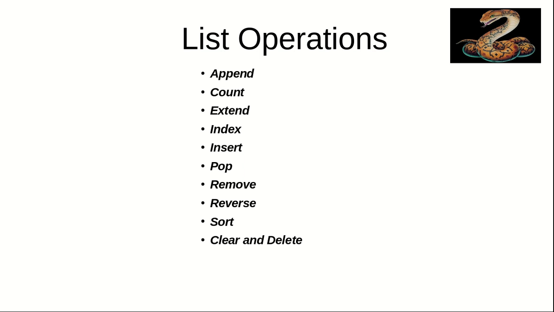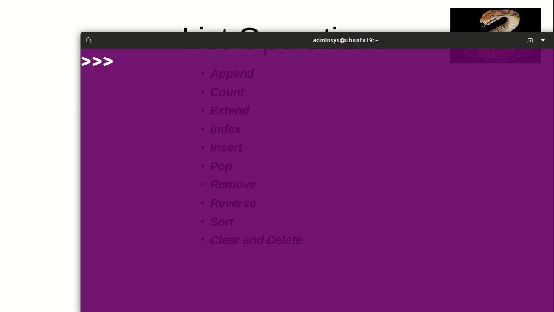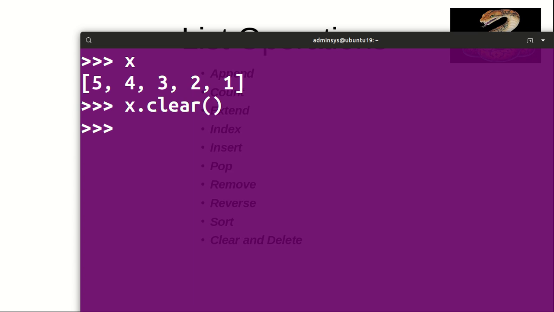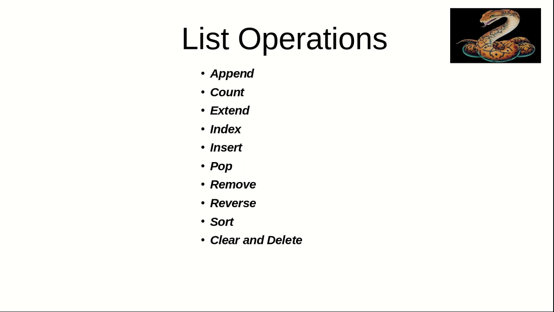And next we have clear and delete. So clear means it removes all the elements in the list. Delete means it deletes the list variable. So we have x, right? We have 5, 4, 3, 2, 1. If I do x dot clear, so now if I check the value of x, it returns empty list. That is, it removed all the elements in the list and it returned empty list. So that's how clear works.